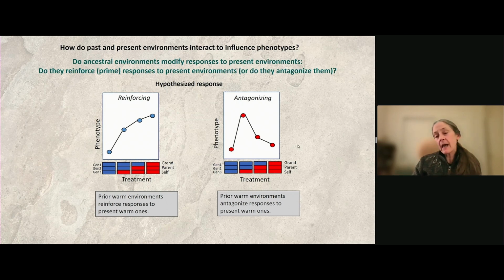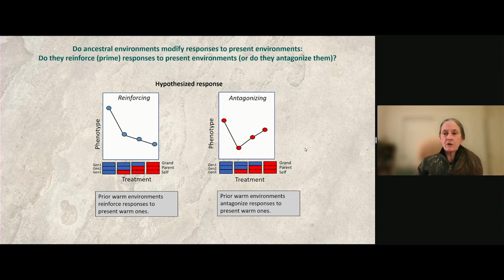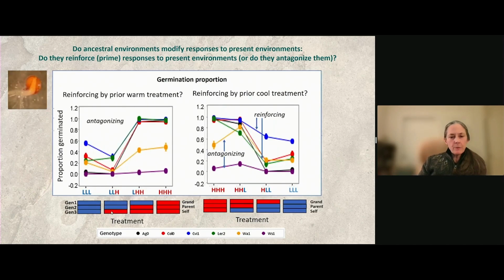On the other hand, an antagonizing response would look like this. Again, a switch from cool to warm would increase the phenotype, but successive generations at that same environment would cause a dampening of that. And that can happen in either direction, but a reinforcing effect would be monotonic, antagonizing. So for seed germination, with regard to successive generations of warm, in almost every example, we found that the ancestral environment actually antagonized the response to the present environment.